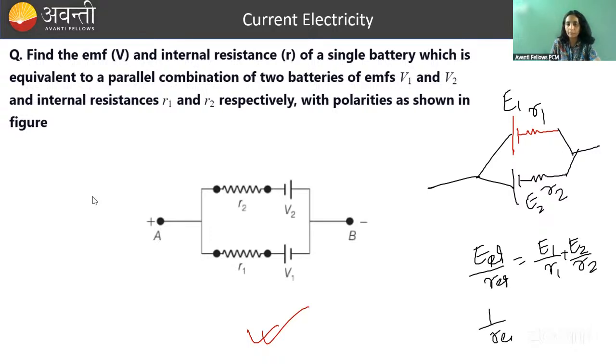And what will be 1 by R equivalent? That is 1 by R1 plus 1 by R2. By using these two, we will be able to calculate E equivalent, right? What is the difference over here? Notice this carefully. When I wrote this formula, you just see here, the positive terminal of E1 is connected to the positive terminal of E2. Okay, the positive of one is connected to the positive of the other, and the negative of E1 is connected with the negative of E2. But if you look here carefully, the positive of V2 is connected with the negative of V1. Okay. And the negative of V2 is connected with the positive of V1.